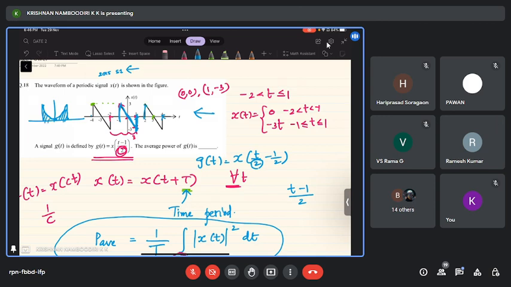So if you square here, that will again remain the same because the signal value is not changing. That is again between minus 3 and plus 3, right? Yes, sir. So essentially we are finding the area under the square of the signal over one time period. Understood, sir.